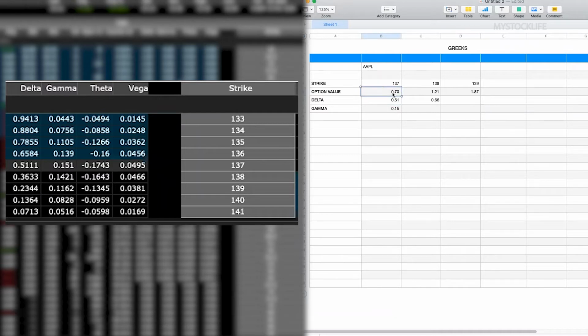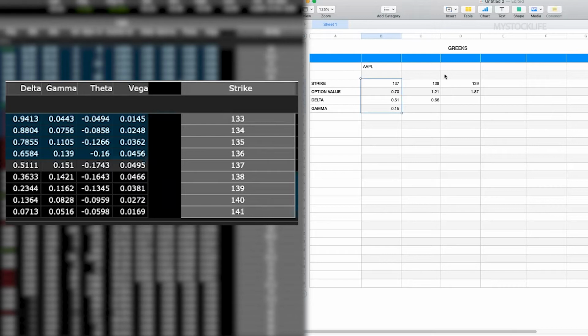So 137 option is trading at 70 cents. If Apple goes up $1 to 138, what is the option value? So we take 70 cents plus the delta for the $1 move, which gives us $1.21. Now, because Apple's trading at 138, the delta will also change for 138. No, sorry, because you're holding the 137 strike. Okay, so you're holding the 137 strike. Apple's trading at 138.